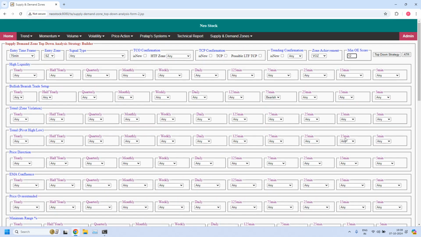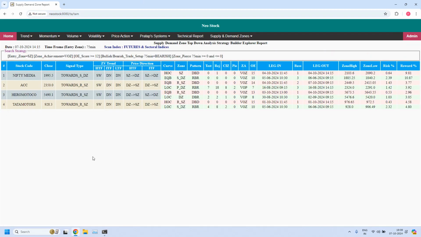All the 3 filters are applied to the 75 minute supply zone. 4 stocks are filtered. That means these 4 stocks are currently supporting bearish trade setup for weekly income trade. That is entry time frame 75 minutes. Now let's verify how many of these stocks are having ITF confluence.